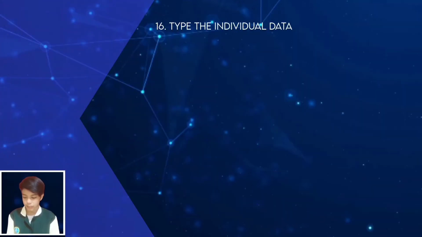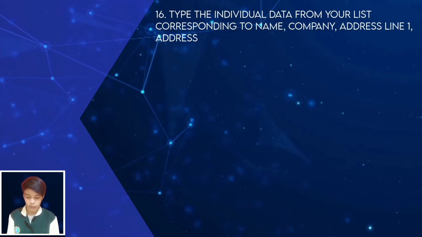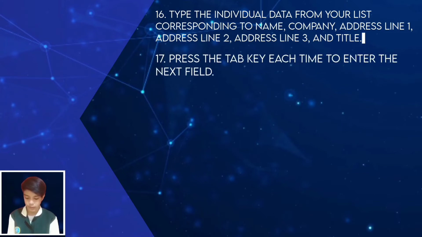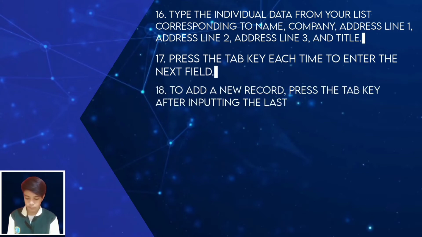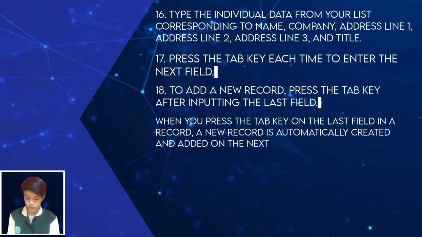16. Type the individual data from your list corresponding to name, company, address line 1, address line 2, address line 3, and title. 17. Press the tab key each time to enter the next field. 18. To add a new record, press the tab key after inputting the last field. When you press the tab key on the last field in a record, a new record is automatically created and added in the next line.